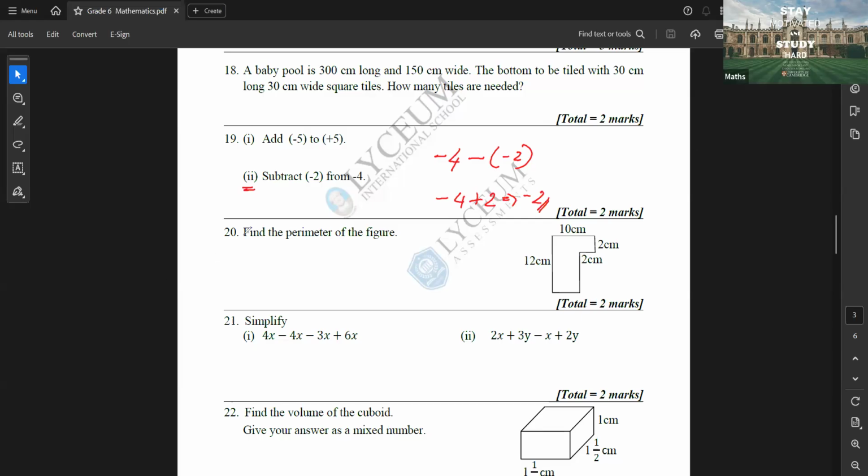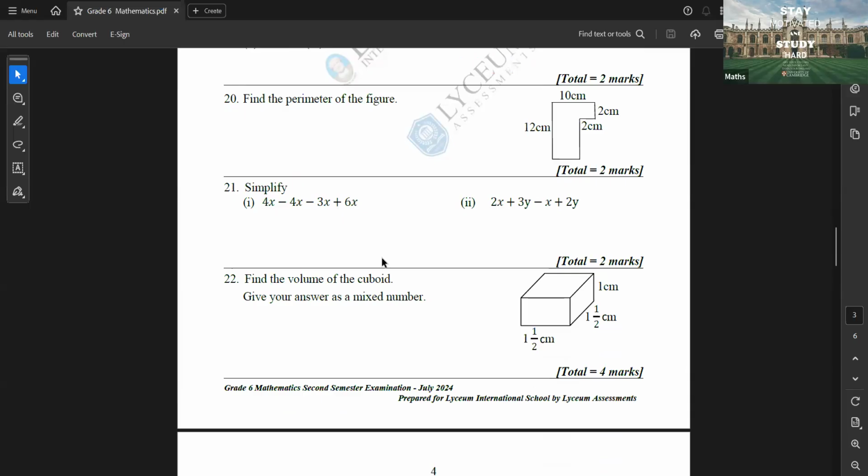Question number 20. Find the perimeter. So how do you find the perimeter? This is 12. This is 10. This is 2. And again here 2. Entire thing is 12. Here 2, which means it's going to be 10 here.